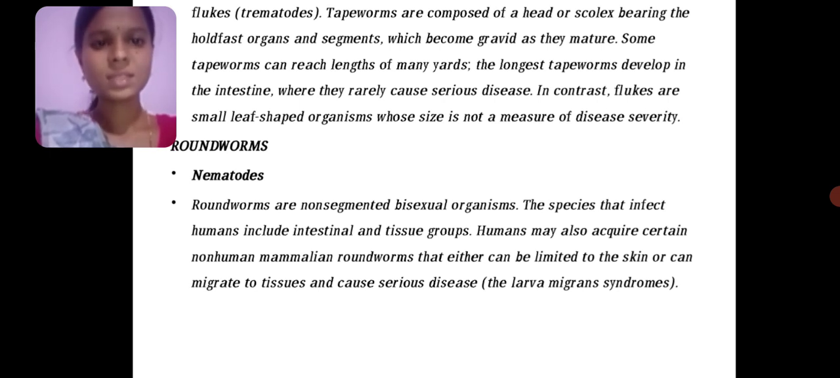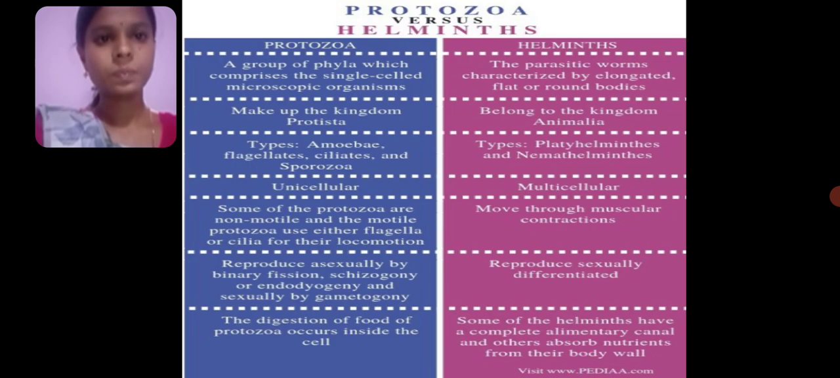Nematodes. What are nematodes? Nematodes are called roundworms, non-segmented bisexual organisms. The species that infect humans include intestinal and tissue groups. Humans may also acquire certain non-human mammalian roundworms that can either be limited to the skin or migrate through tissues and cause serious disease. The larva migrans syndromes.